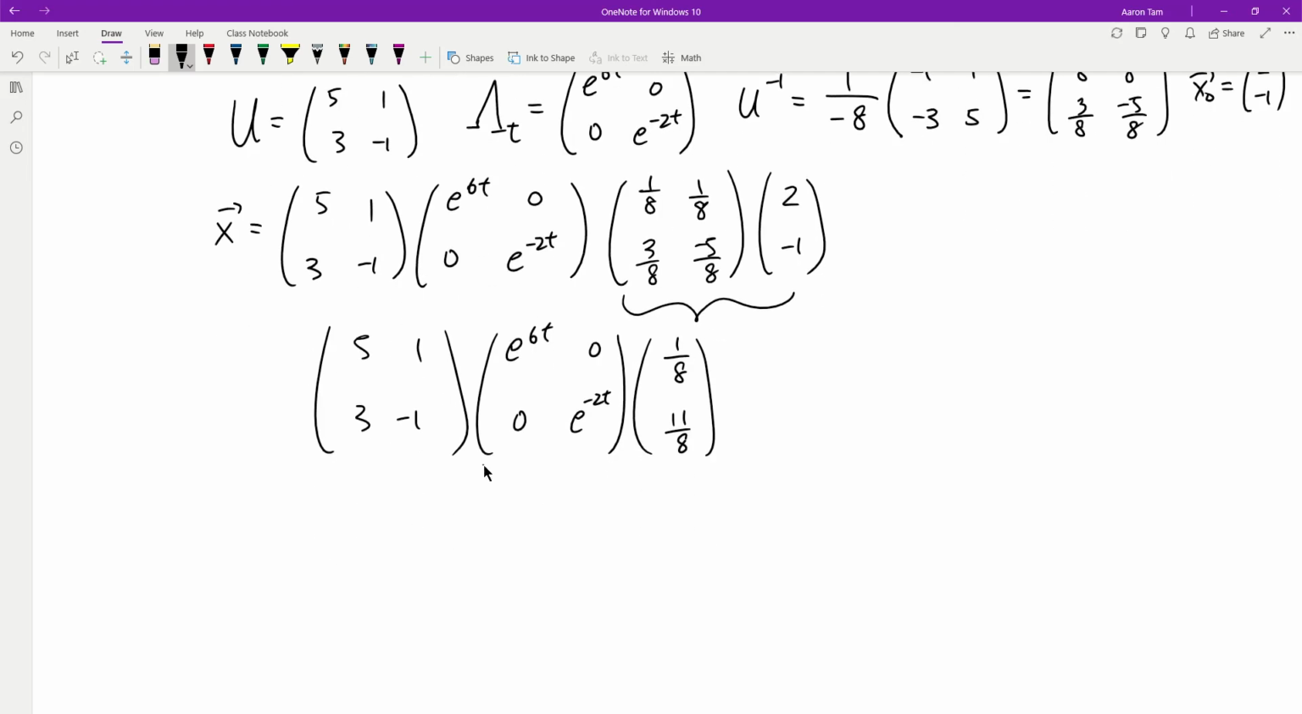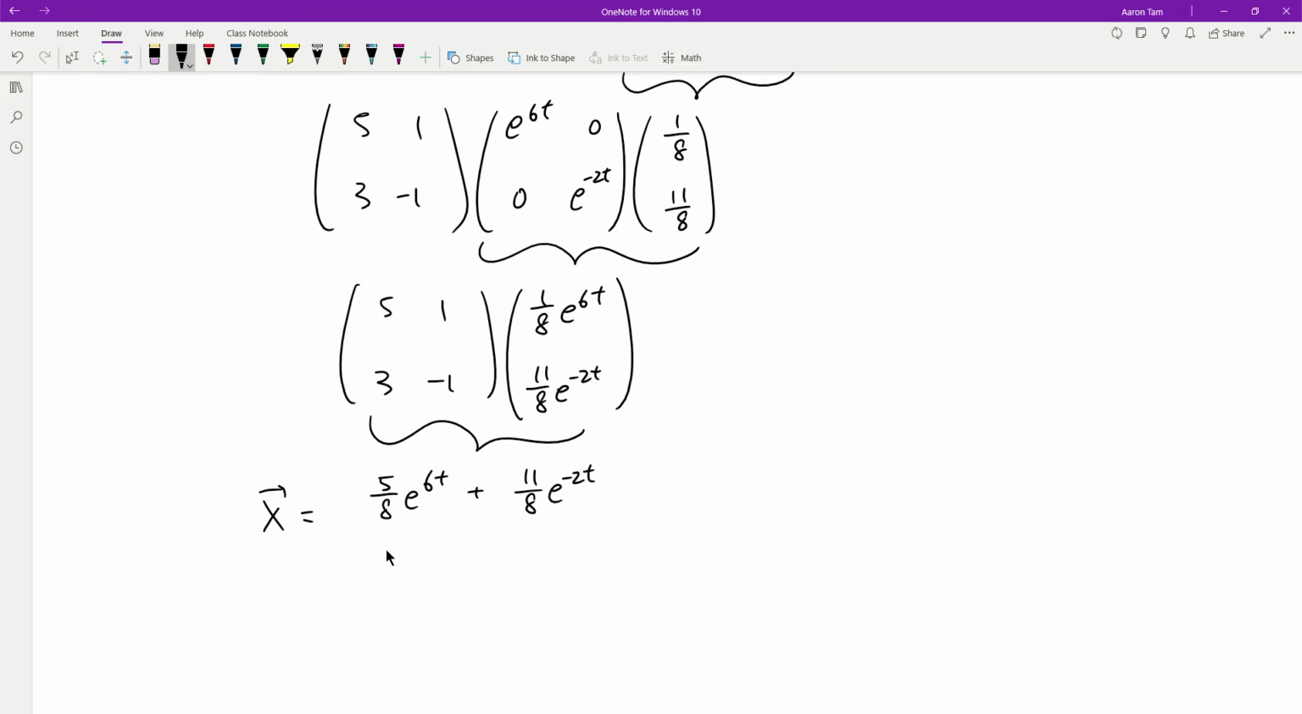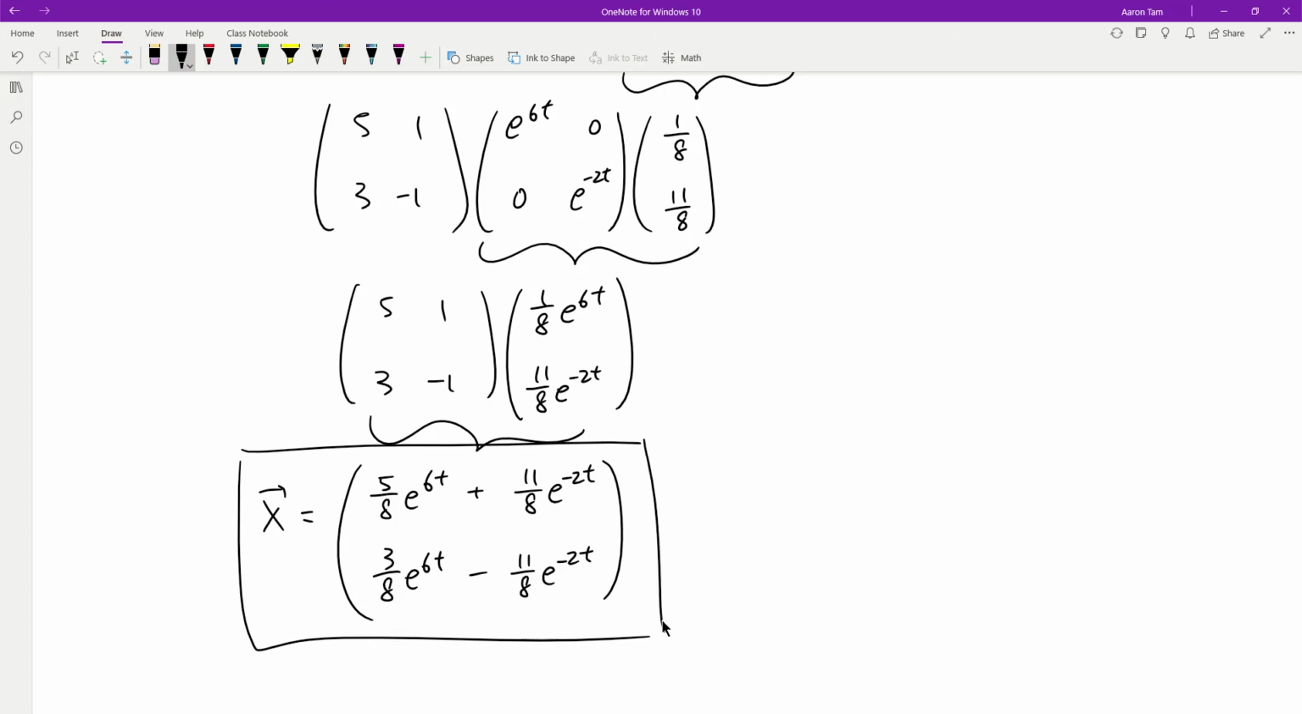And now multiply these two together. That becomes 1/8 e to 6t and 11/8 e to negative 2t, along with 5, 1, 3, negative 1. So now I can finally combine these two together and I have my answer. That will be 5/8 e to the 6t plus 11/8 e to negative 2t, and 3/8 e to 6t minus 11/8 e to negative 2t. And that is our solution.